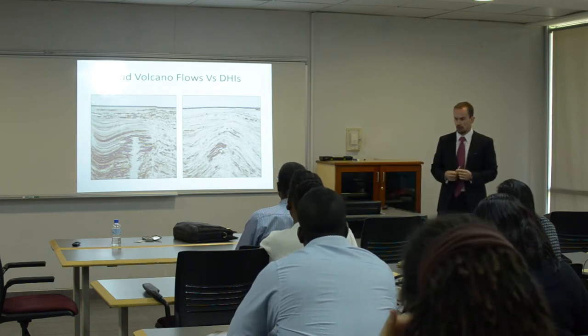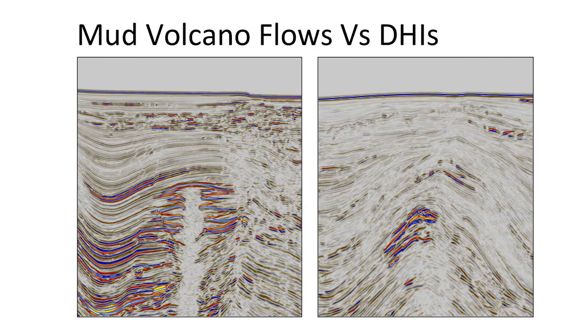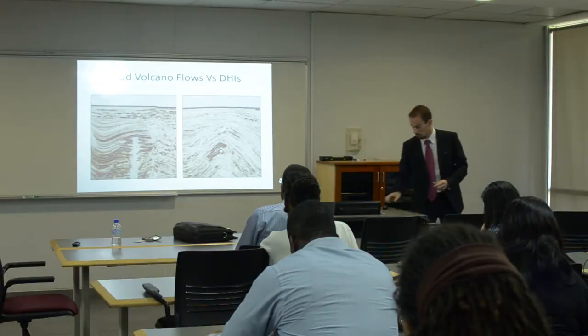To look at other bright spots, I'll talk more about potential direct hydrocarbon indicators later. But you can see that the character of this is very different to potential gas. First of all, the polarities are reversed, so that's the dead giveaway there, and you don't get this classic sort of Christmas tree structure. But basically, this is a seismic soft response, and that's a seismic hard response.